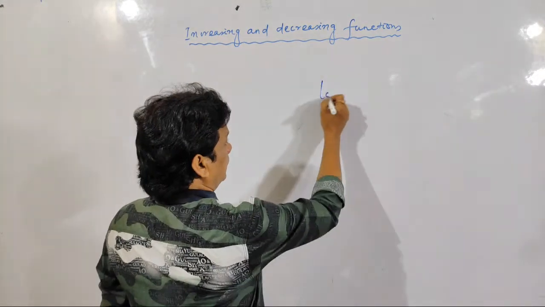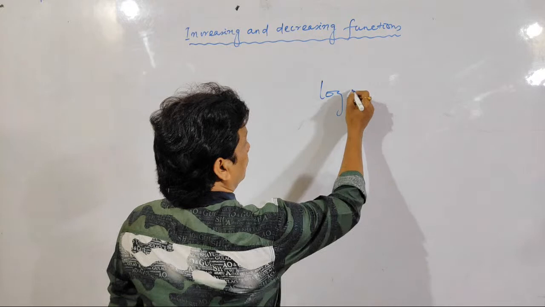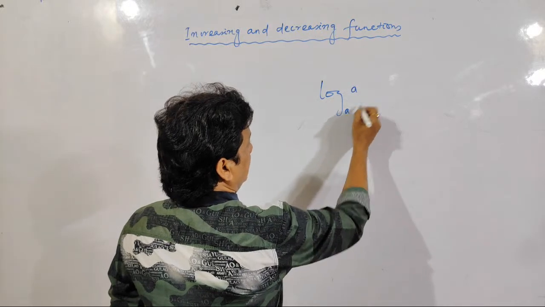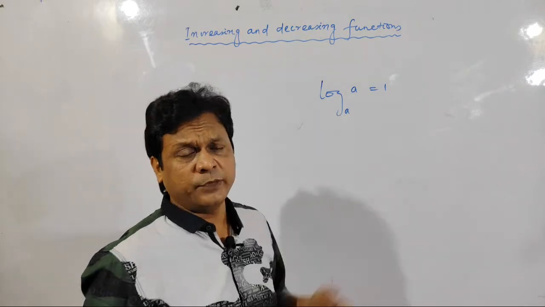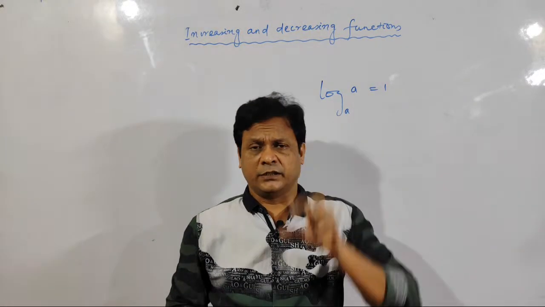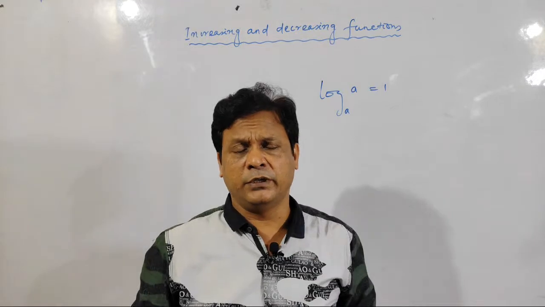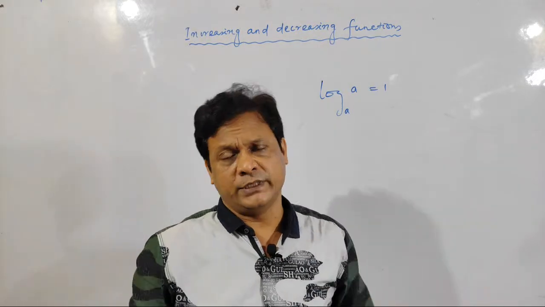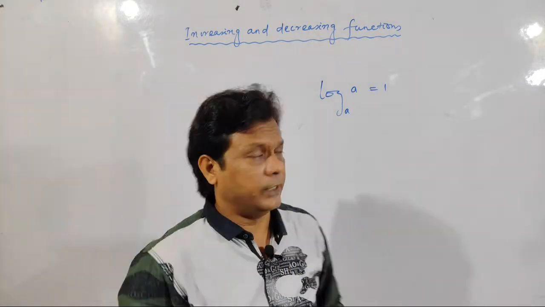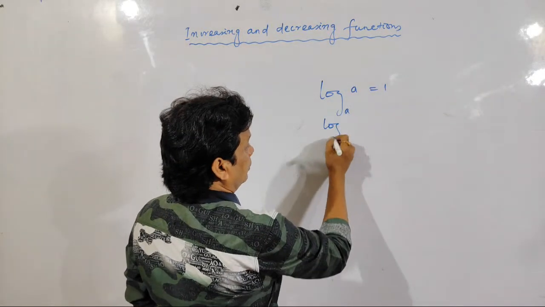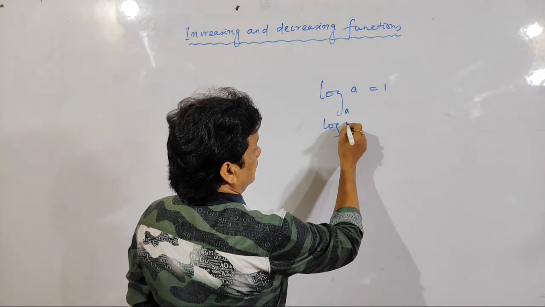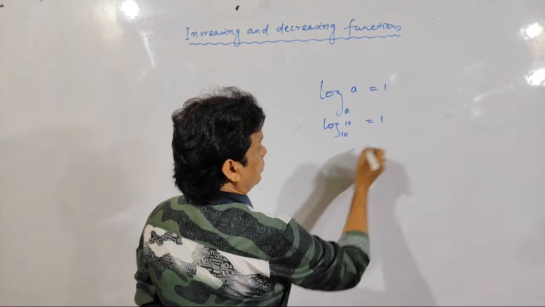Then another point, log a to the base a is equal to 1. Remember those things. That is why I am telling you, if you remember certain data, certain information, then you can do it very, very easily. Okay. Log a to the base a is 1 and log 10 to the base 10 similarly is equal to 1.